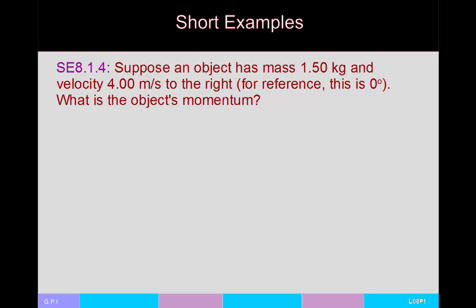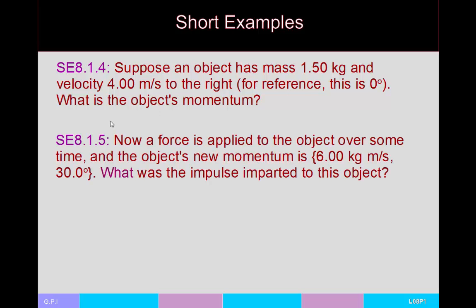So let's look at a few examples of that. You have some object, and it has a mass of 1.5 kilograms and a velocity of 4 meters per second to the right. And so we want to know what's the object's momentum. Well, we've already done a few momentum examples, so this one is straightforward. You take this mass, 1.5 kilograms, you multiply it by this velocity, you get the momentum. So 1.5 times 4 is 6. So this momentum should be 6 newton seconds in the 0 degree direction.